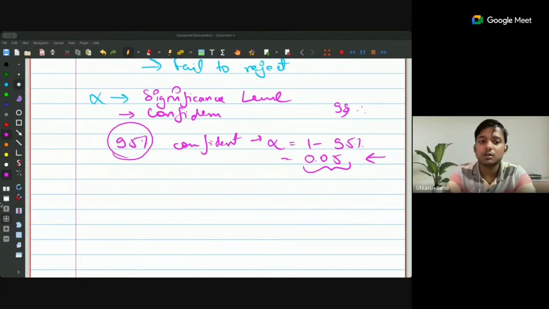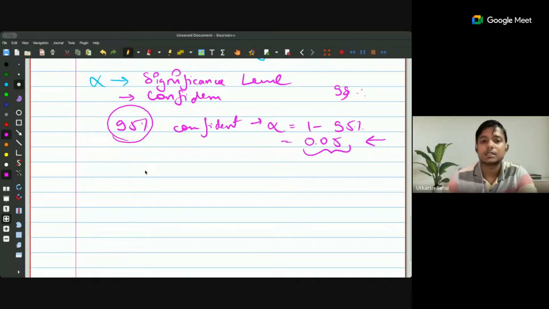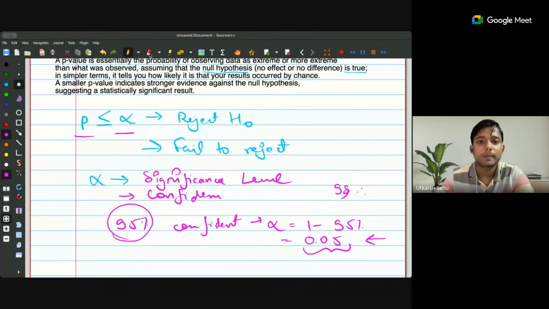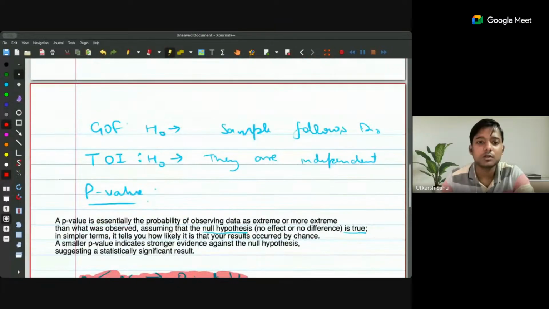Anyone remember? In chi-square, when do we reject the null or fail to reject the null, with the help of your test statistic? Both these things you should know. I'm highlighting these, so you should remember them. I will share the PDF later on the WhatsApp group. So try to remember these things.